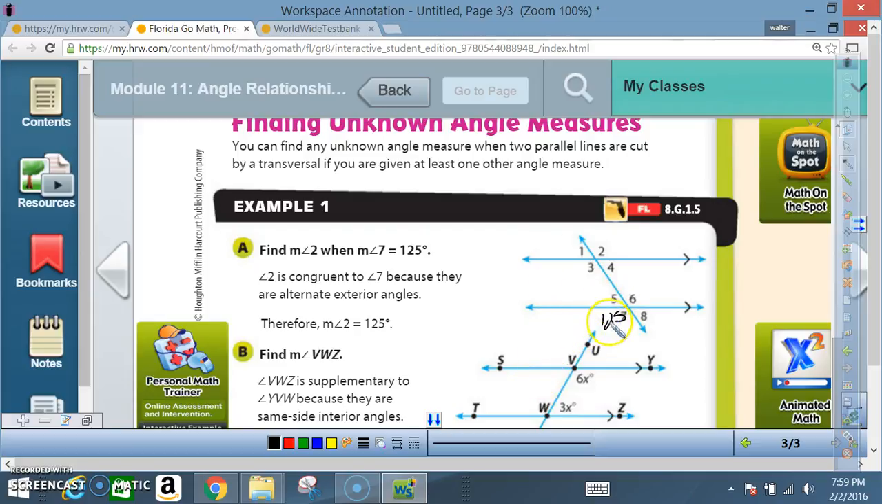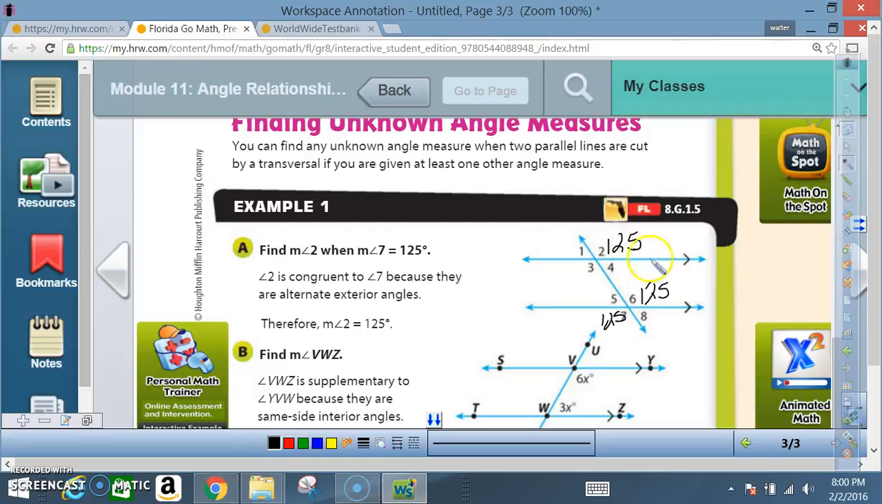Now what we're supposed to know right off the top is that angle 2 and angle 7 are alternate exterior angles, which means angle 2 will be equal to 125 degrees. Okay, now if we didn't know that, we can still work our way around. First of all, angle 6 and angle 7 are vertical angles. That means that angle 6 is also equal to 125 degrees.